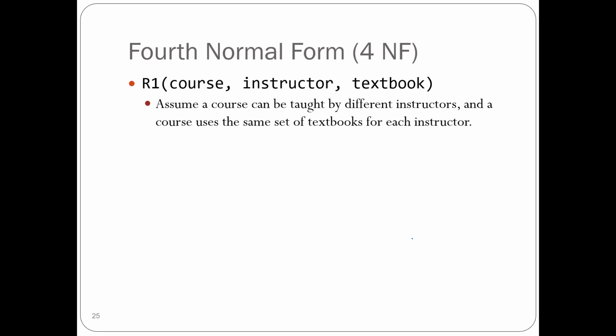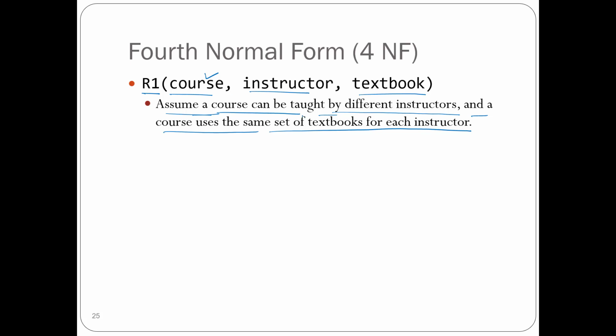Okay, so let's work through an example. The example that we are using to understand the fourth normal form is over here. R1 is the name of the relation, and the attributes are course, instructor, and textbook. Now let's look at the assumptions. Assumptions are that a course can be taught by different instructors, and a course uses the same set of textbooks for each instructor, right? So let me read this one more time. A course can be taught by different instructors. How many, we don't know, but maybe more than one or just one.